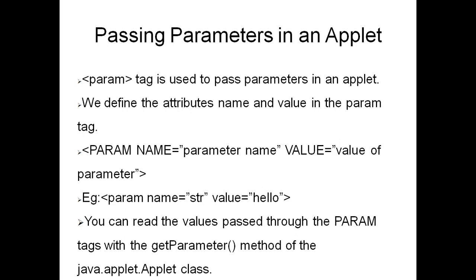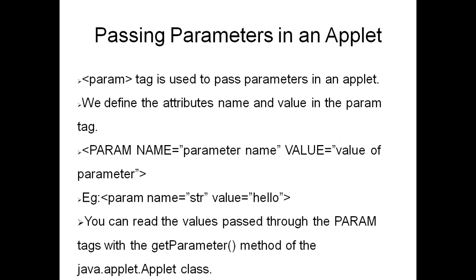So this is how you define a param tag, and using the param tag you can pass parameters in an applet. Inside the param tag you have to define two attributes, the name and the value attribute. Now these are the parameters that are passed in an applet. Now, how can you retrieve this parameter in your Java code? You can read the values that are passed through the param tag with the getParameter method.